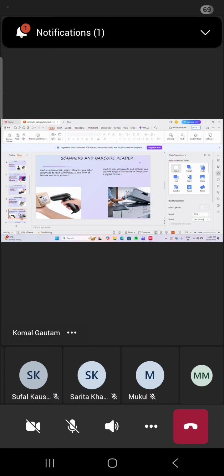Next is scanners and barcode readers. Used are barcode scanners and barcode readers.